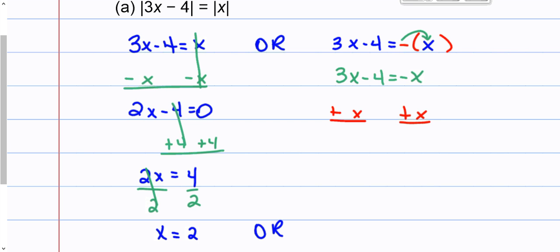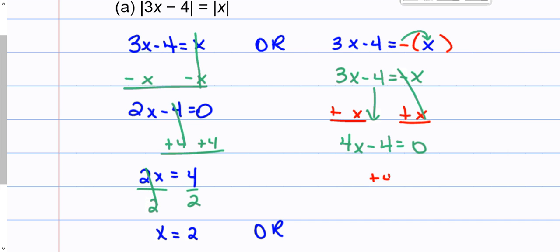3x plus another x gives me 4x. I still have my minus 4 that it's going to drop down there. And then I have negative x plus x. Those cancel, which leaves me with 0. So there again, just like over here on the left side, we have a regular equation we're going to solve.